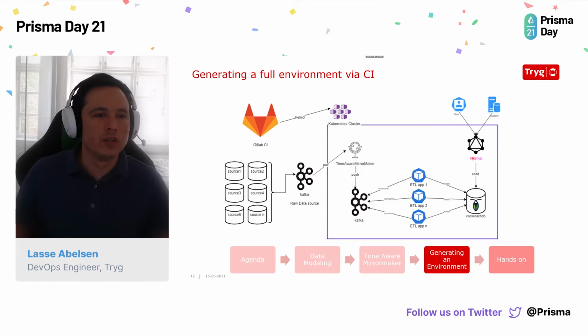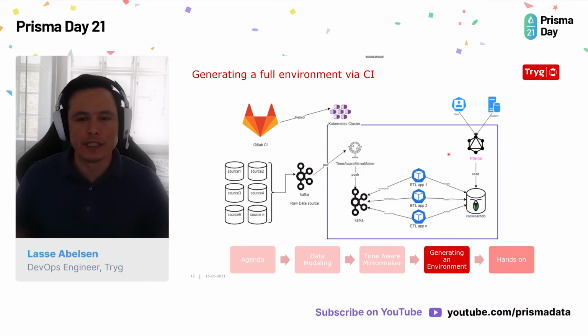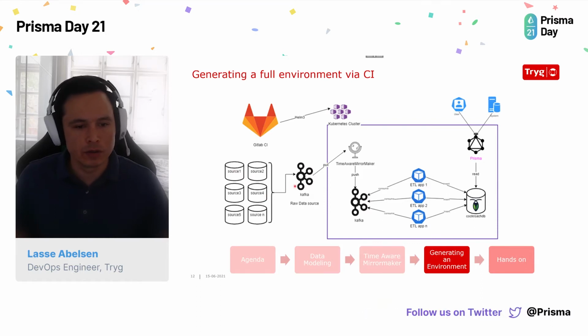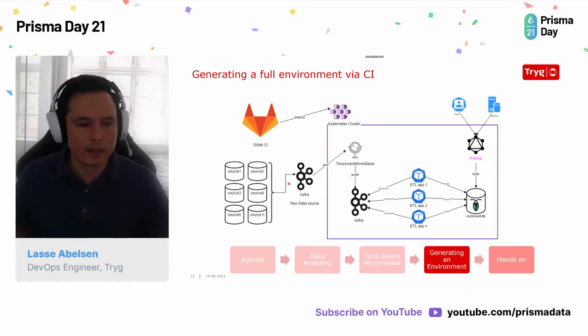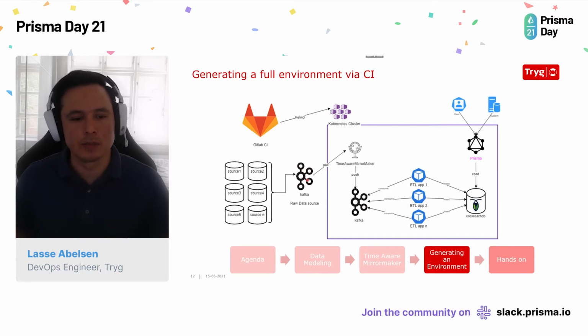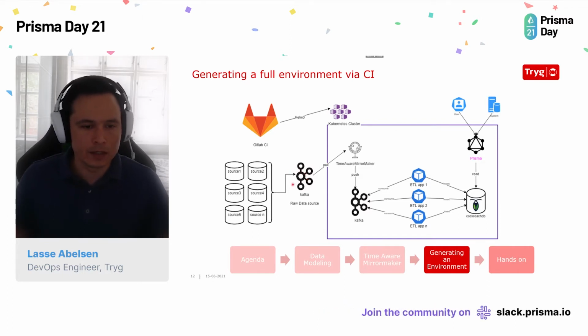All right, generating a full environment via CI. I'd like to just explain what I mean by that. Here on the left, I've tried to illustrate that we have a lot of different sources. These sources we are loading into a Kafka cluster, a very large cluster. The data loaded in is all the raw data, so none of the data here has been transformed. It's just lying here waiting to be consumed by us.